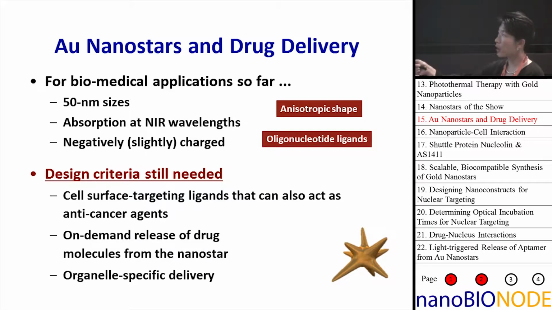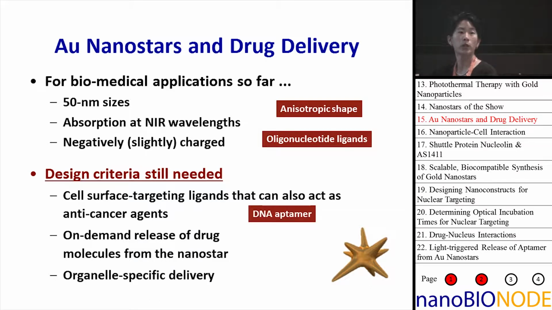We would like to achieve on-demand release of the drug from the molecules. It takes some time for this, what we call a nanoconstruct, to get where you want, both as it circulates through the bloodstream, but also into the cell. So we don't want the drug to come off too early, and we also want it to be able to come off. We don't want it just stuck. And then finally, the ultimate would be to achieve organelle-specific delivery. And so not just the surface of the cell or the cell membrane, but inside the cell.